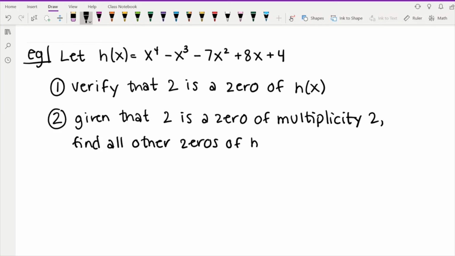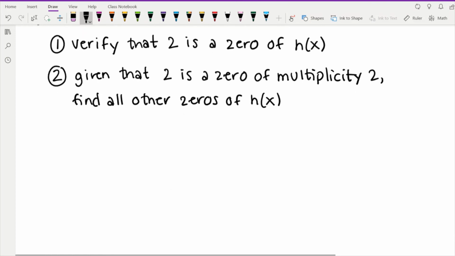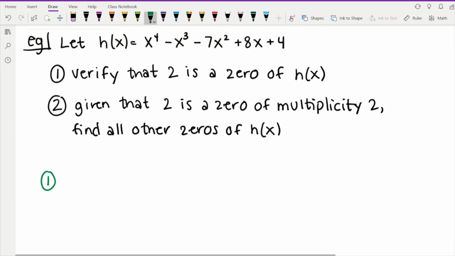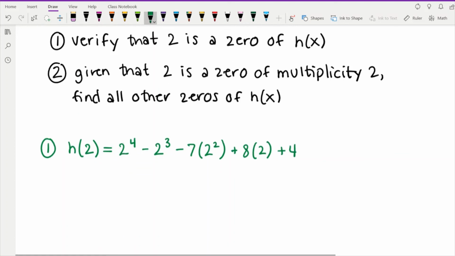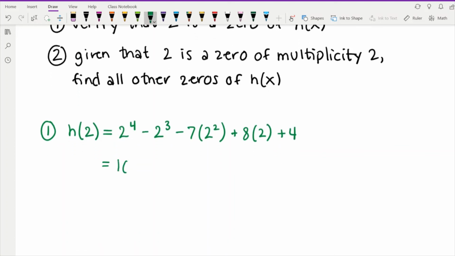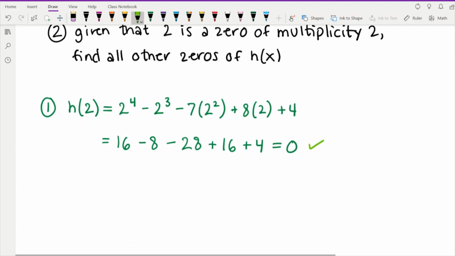So don't worry too much right now about this multiplicity business. We'll get to that when we get to step 2. For the first step, all we really have to do is just verify that when we plug in 2, we get 0. So same deal as earlier. h of 2 is going to be 2 to the 4th minus 2 cubed minus 7 times 2 squared plus 8 times 2 plus 4. And so that is going to be equal to 16 minus 8 minus 7 times 4, so that's minus 28, plus 16 plus 4. And if you add those all up, you will find that you get 0. So it is, in fact, a 0.